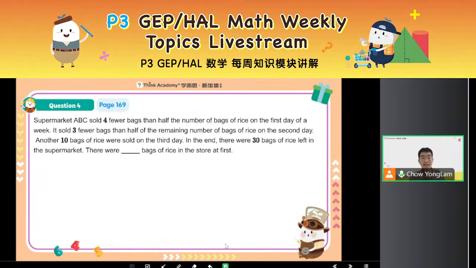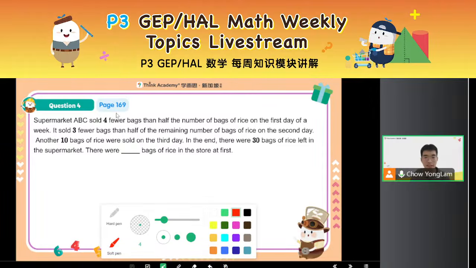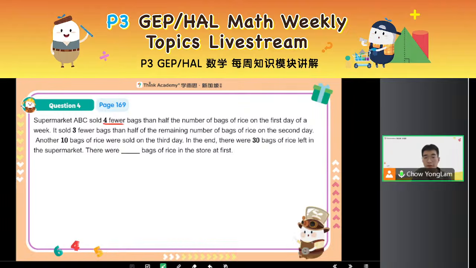All right, so with that, let's look at question 4. Supermarket ABC. Wow, this ABC company, so many stuff. ABC supermarket sold 4 fewer bags than half the number of bags of rice on the first day of a week. Then on the second day, it sold 3 fewer bags than half of the remaining number. Then another 10 bags of rice were sold on the third day. And in the end, there were 30 bags of rice left in the supermarket.